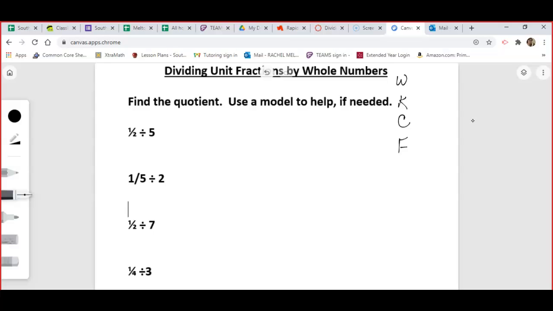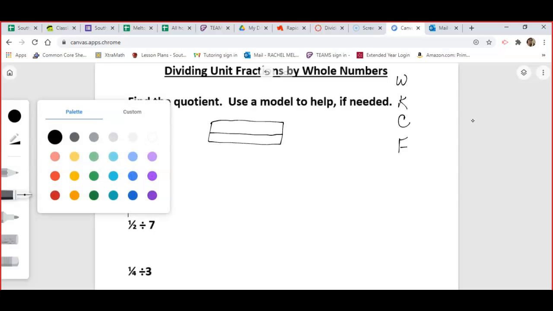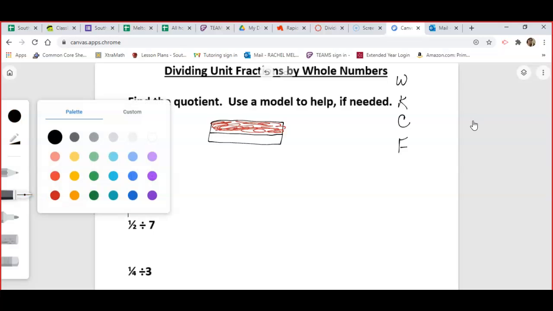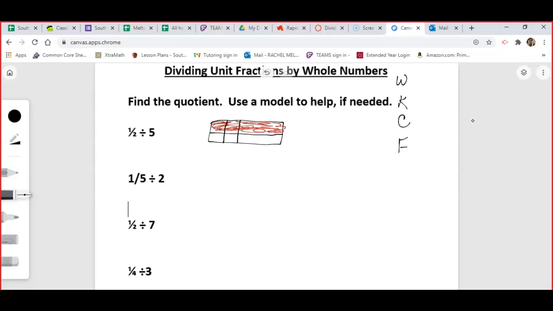Okay, so if I have a half of a cake, you draw a half. You should be drawing as well, so if you're not drawing, we have a problem. We're going to draw models for the first two. Okay, and I want to divide that cake for 5 people. So I have to divide all of it 5 times, which really means 4 columns, right? So that's 1, 2, 3, 4, 5. I cut them up 5 times.